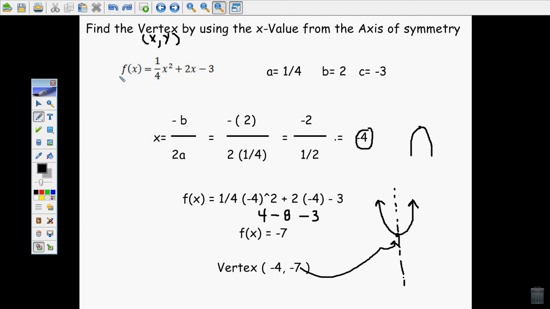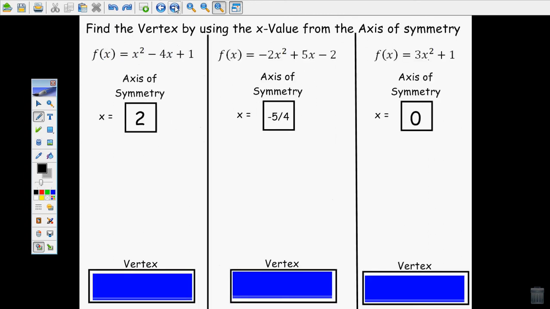Basically, you're going to use the same equation of x equals negative b over 2a. All right, let's practice this just a little bit more with the three equations. We have already found that the axis of symmetry here is 2. And so to find the vertex, since we've already found the axis of symmetry, you're just going to plug in 2 right here.